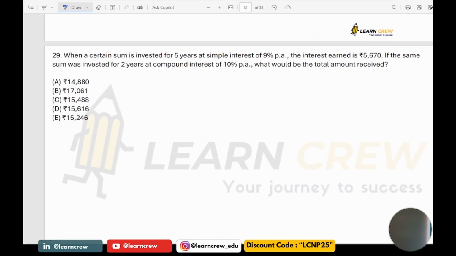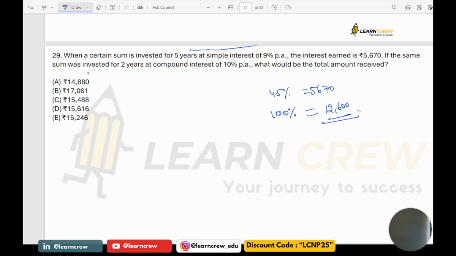Now 29th one. When certain sum is invested for 5 years with simple interest of 9% per annum, the interest earned is 5670. 5 years, 9%. So 45% is 5670. Thereby 100%, the principal would be how much? It is 12,600.